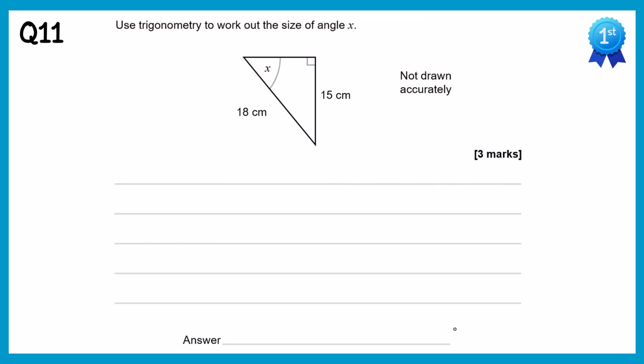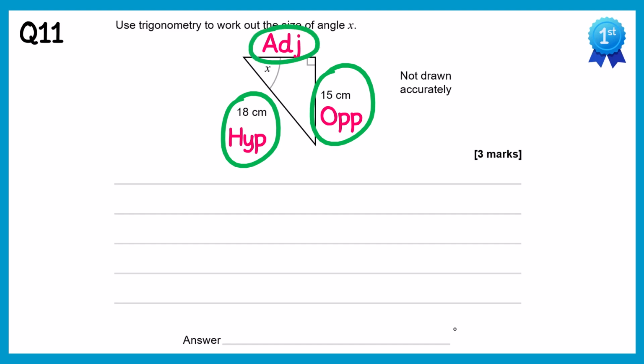In this question, we need to use trigonometry to work out the size of angle x. We'll start by labelling the sides of the triangle. The longest side opposite the right angle is the hypotenuse. The one opposite the angle in the question is the opposite, and the other side is the adjacent. In this question, we have the hypotenuse, we have the opposite, but we don't have the adjacent, so we won't need that one.